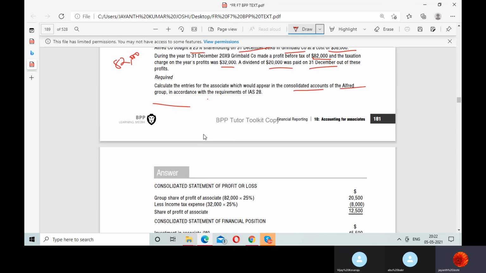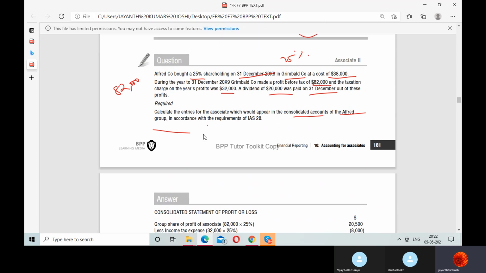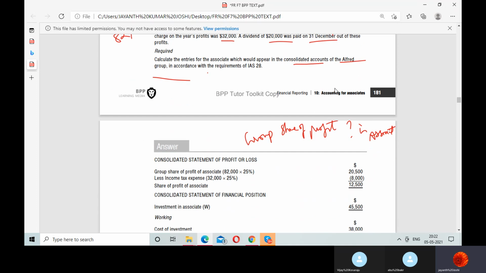How much is the group share of profit from the associate company? Group share of profit is how much in associate? 25. So out of the profit they should get 25%. So this is the 25% they're getting from profit, correct? They should get, na? Correct. And next point.